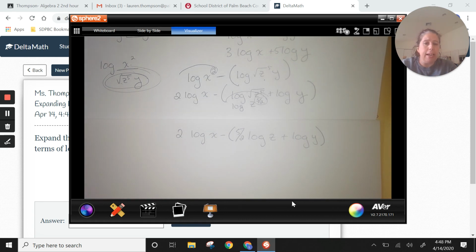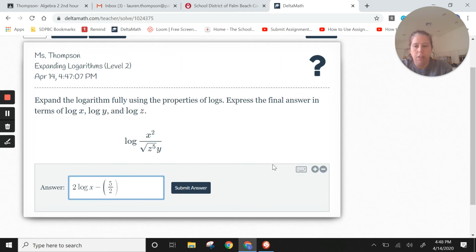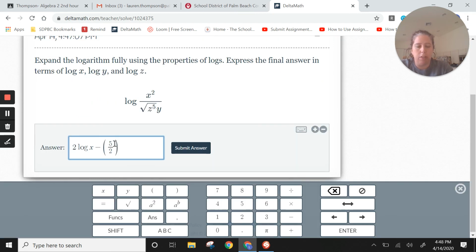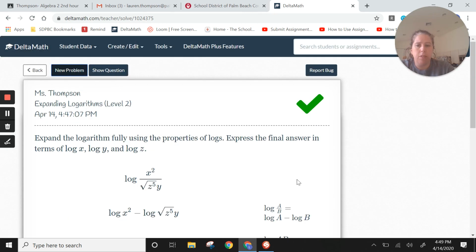Guys, you have to put the parentheses in. So let's come back here. We want 2 log x minus parentheses. Now we want 5 divided by 2. Remember you can use the calculator in here. So arrow over, get it back up. Now I need log z, and then you need plus log y. I have to have the parentheses. If you don't have the parentheses in this one, guys, it's going to get marked wrong. Remember, 2 or more on the bottom, you have to have parentheses. Submit my answer. That looks like what I got. Yes, you got it right.